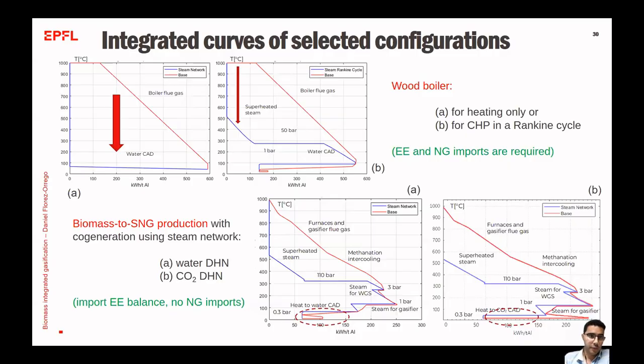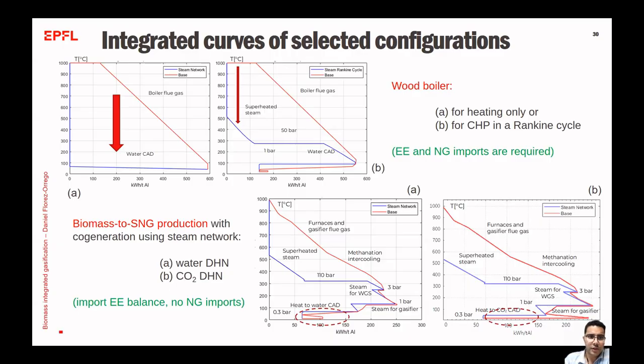For the composite curves, it's possible to see that using biomass merely to produce hot water for the district heating is not the best option for using the high-grade energy embodied in this resource. For instance, biomass could rather be used to produce steam in a combined heat and power production unit, a Rankine cycle. And then with this, we are able to provide both the electricity and heat to the district heating network. In any case, for both of those cases, we need to import a large amount of natural gas because we are not producing the synthetic natural gas that is required in the aluminum remelting furnace.